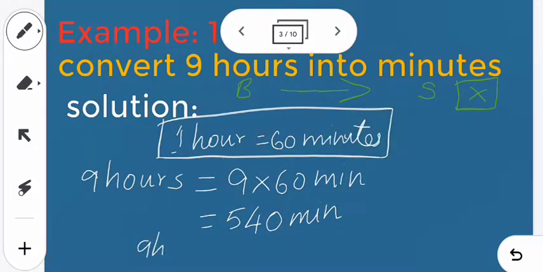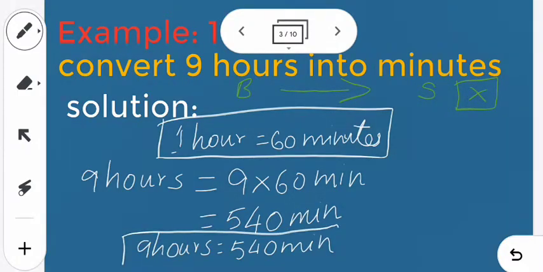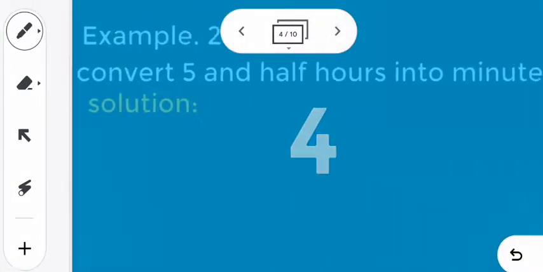Last, you have to take and write the answer. That is the perfect way of presentation. 9 hours equal to 540 minutes. So like this you will complete it. Complete the answer. Okay, now next one.